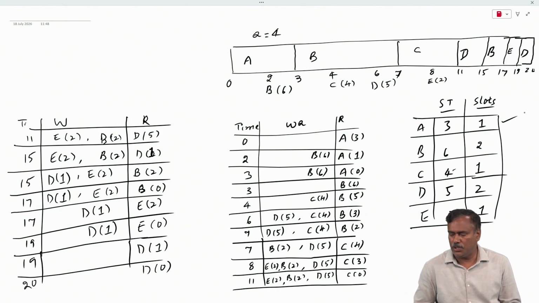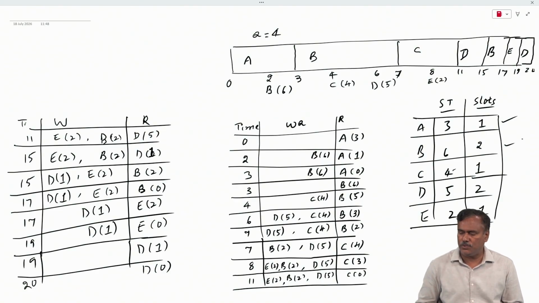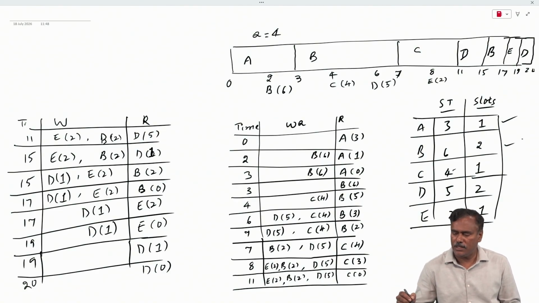So from 0 to 3 it has been executed, and coming to this process B, in 2 slots, from 3 to 7, that is for 4 units of time, and then for 2 units of time from 15 to 17, that is 4 plus 2, that is 6 units of time. So in 2 slots this B has executed, and coming to this process C, from 7 to 11, in just 1 slot it has finished its execution.